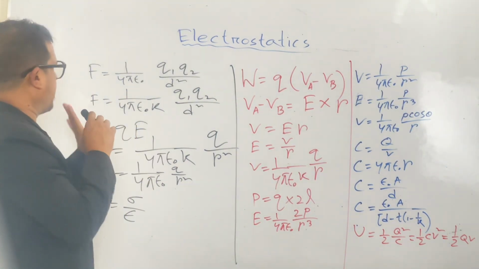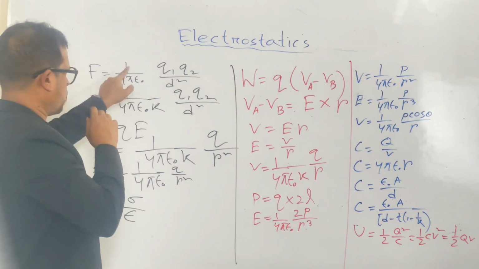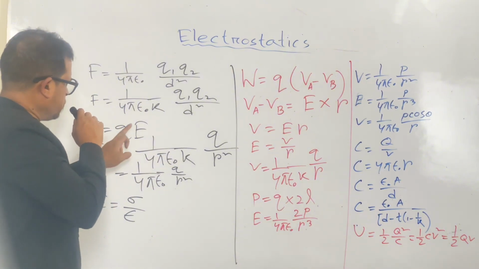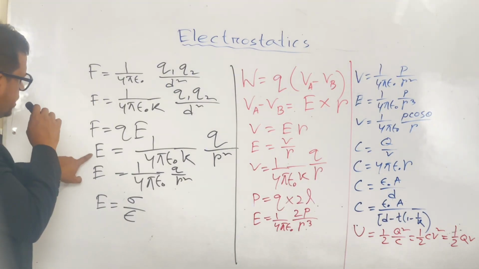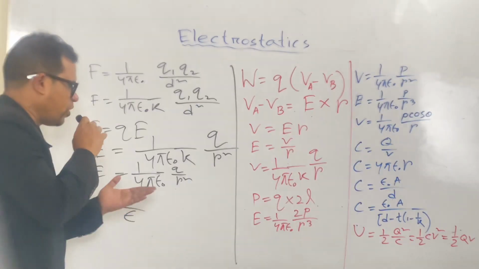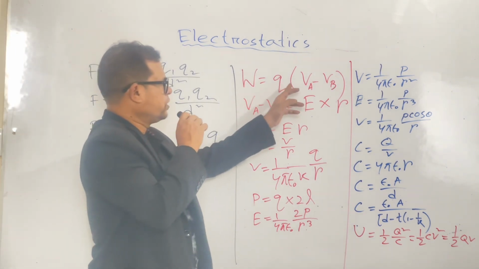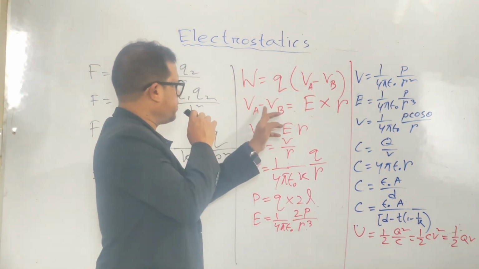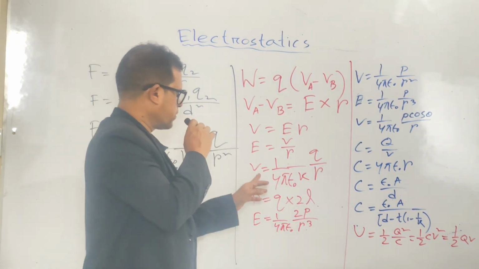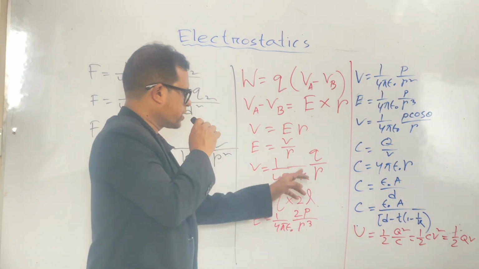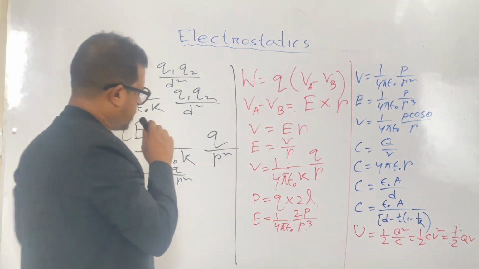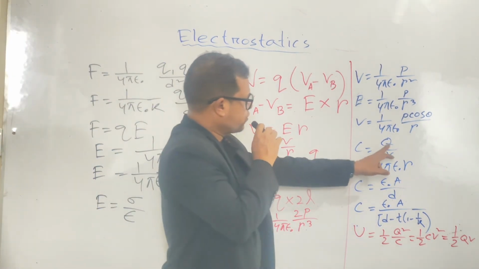Okay, just recap this. F equal to 1 over 4 pi epsilon Q1 Q2 over d square, and F equal to QE, these two equations. E equal to 1 over 4 pi epsilon naught Q over R square, E equal to sigma over epsilon. W equal to Q (VA minus VB), VA minus VB equal to E cross d, or V equal to E R, or E equal to V over R. V equal to 1 over 4 pi epsilon naught K Q over R, and P equal to Q multiplied by A, and C equal to Q over V.